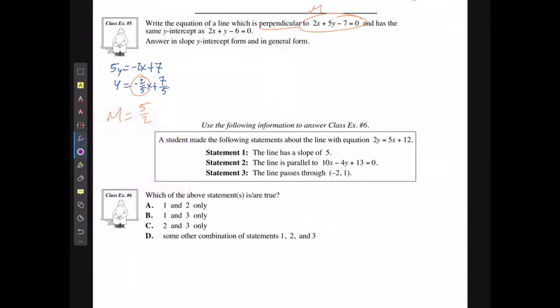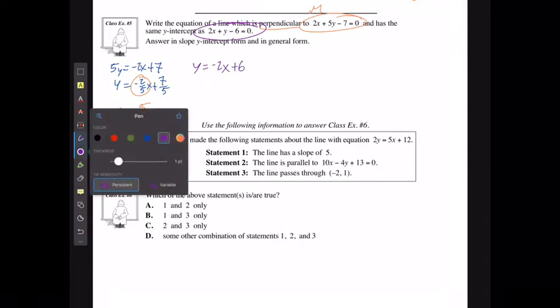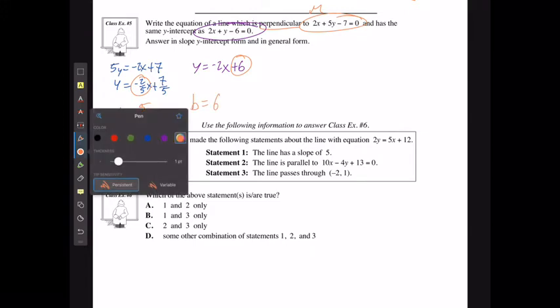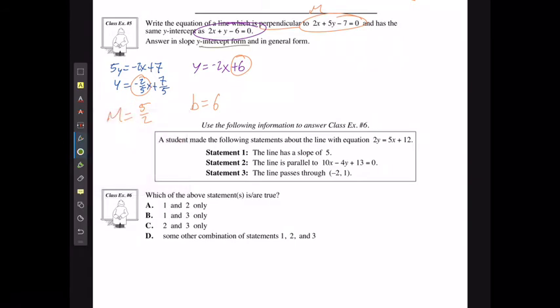I'm going to get my y-intercept from the second one, and I'm going to say that if y is equal to negative 2x plus 6, then there's my y-intercept that is going to match. Now I want to state my answer in both slope-intercept and in general form. For slope-intercept, it's going to be y is equal to 5 over 2x plus 6.